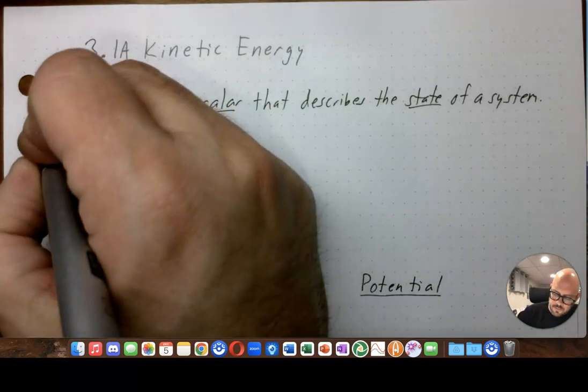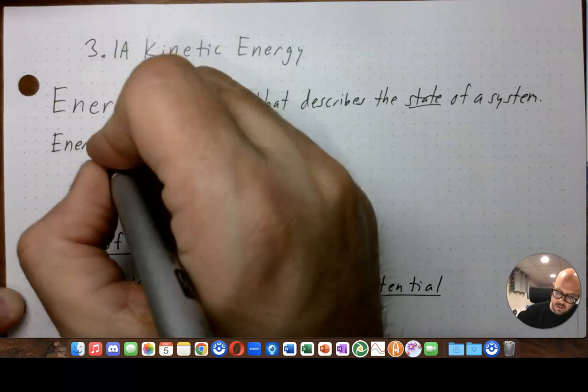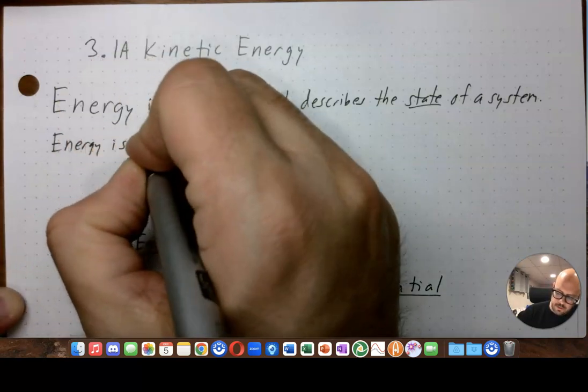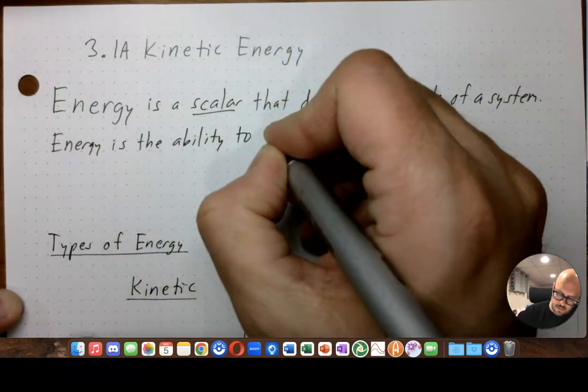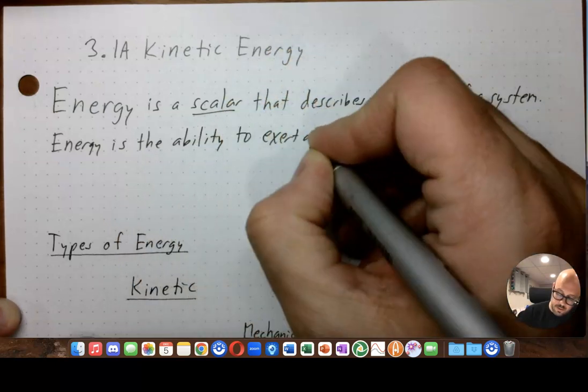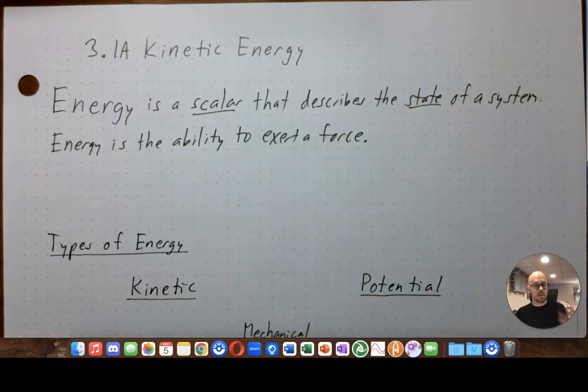In this physics course, we are specifically talking about energy as the ability to exert a force. So things that have energy are able to exert forces based on either the fact that they're moving or that they've stored energy and then can release it in order to exert a force.